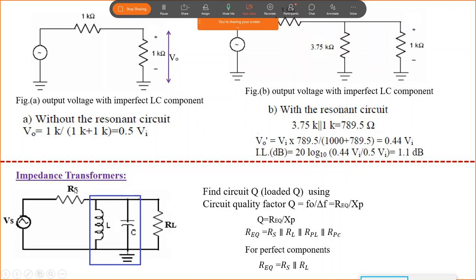RS is fixed, we cannot change it, but it's a low value. RS is there, but it is very low. Because of the low value, REQ is low, and that is affecting our bandwidth. So in such a case, what we can do is use impedance transformers. We can make use of impedance transformers.